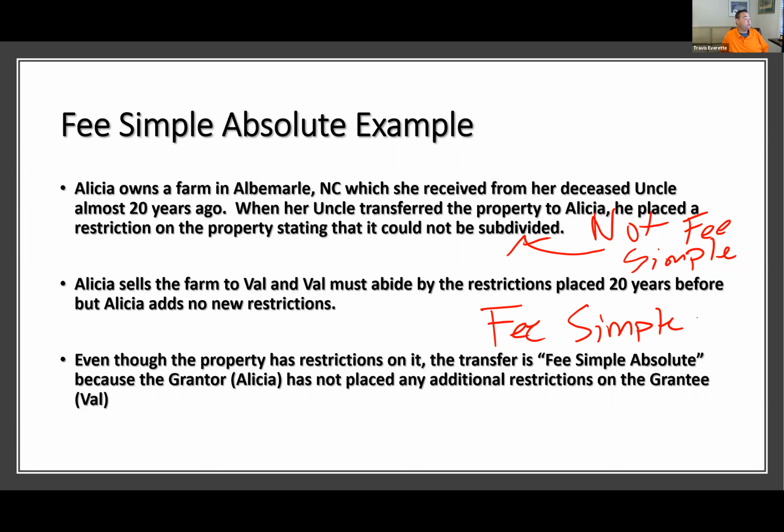Does everybody see how that might trip you up on a test if you're not careful, right? Yes. You got to pay attention to the fact that no new restrictions are being applied to the property, because even though there are old ones, Alicia's transfer is fee simple absolute because of the no new ones. How we all feel there? Pretty good? Yes. Okay, good.